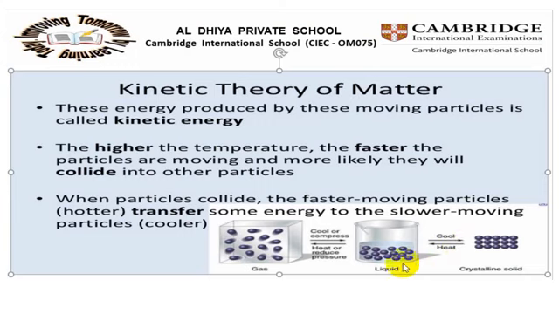When the particles move in matter, it produces an energy which is called kinetic energy. At higher temperature, the motion increases and the particles collide with each other. When the particles collide, the hotter or faster particles transfer heat to the colder or slower particles.